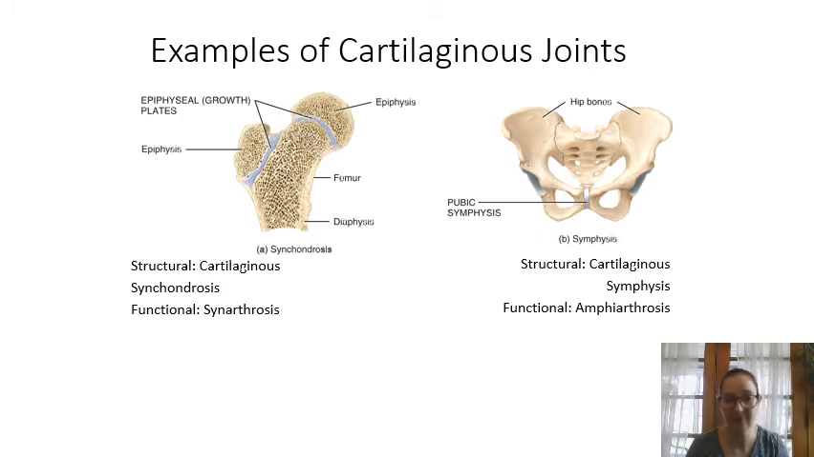On the right-hand side of your screen, we can see an example of a symphysis. The one you're seeing there is the pubic symphysis. Between the two pubic bones, they're held together by a type of cartilage called fibrocartilage. Fibrocartilage is really tough cartilage. This one has a tiny little bit of movement to it, so we consider it an amphiarthrosis because there can be movement between those pubic bones. Usually that movement is limited to childbirth, the only time when those pubic bones are really moving independently.